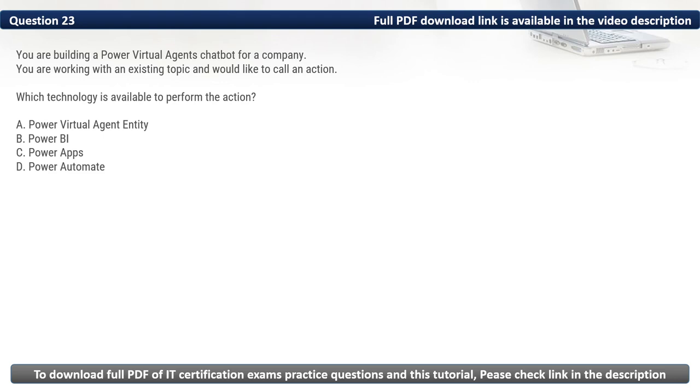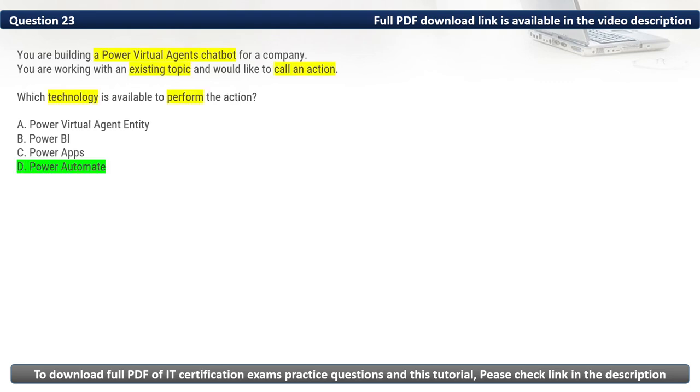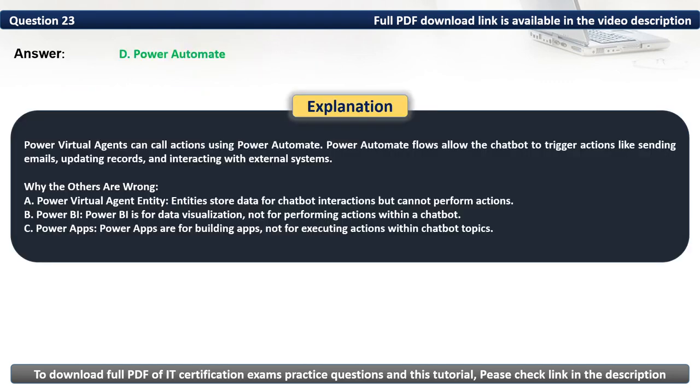Let us first discuss the incorrect options. About option A, entities store data for chatbot interactions but cannot perform actions. About B, Power BI is for data visualization, not for performing actions within a chatbot. About option C, Power Apps are for building apps, not for executing actions within chatbot topics. As such, the technology that is available to perform the action is Power Automate. Thus, the correct option is D.